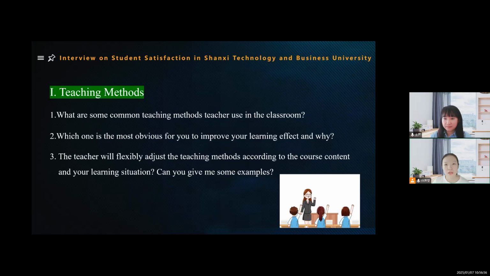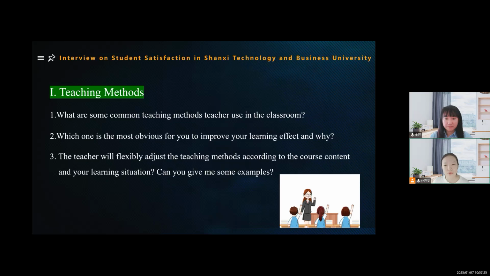For example, in the course of Principles of Management, when we first came into contact with some basic concepts and theories, the teacher mainly used explanation-based teaching, elaborating on the definition, connotation, and related theoretical models of each concept, and combining some simple business management examples to help us understand.